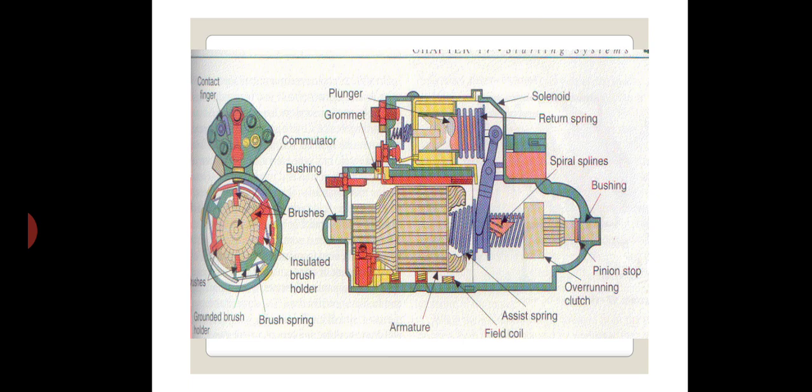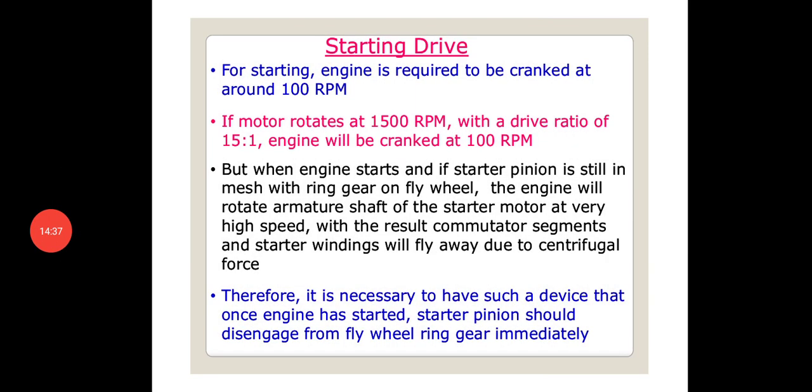Now the main component is the armature, you can see, then the brushes, bushing, which we have discussed earlier, then the commutator, then the plunger. So all these parts are shown here in this diagram. So we are going to rewind these points again.